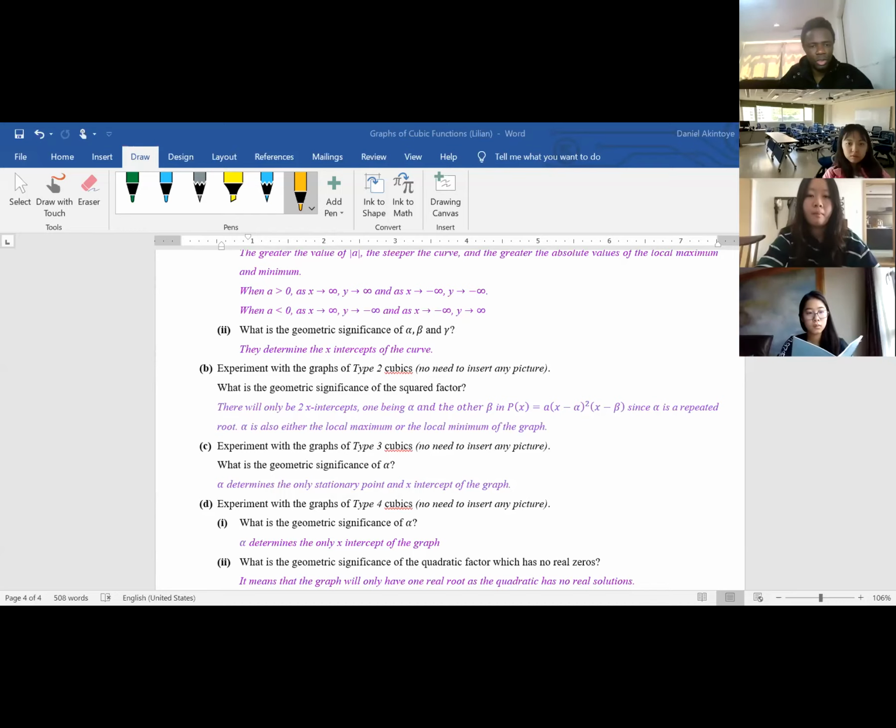I call that number five, observation. For y equals ax plus b cubed, we only get a curve, right, which is a translation of y equals ax cubed by vector B zero.